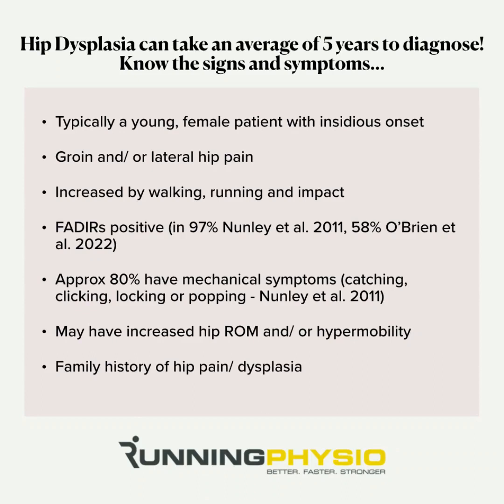In most patients with hip dysplasia, you would expect a positive Feder's test, so flexion, adduction, internal rotation. We think around 80% will have mechanical symptoms like catching, clicking, locking or popping, or symptoms of subluxation. There may actually be increased range of movement or hypermobility and a family history of hip pain. These are the standard key features to look out for that should wave a bit of a flag to say that there may be some hip dysplasia here.